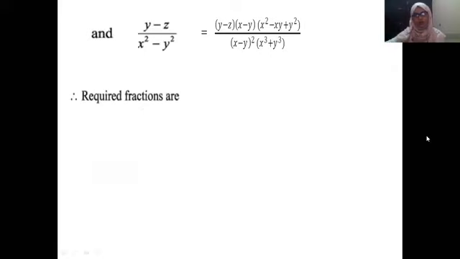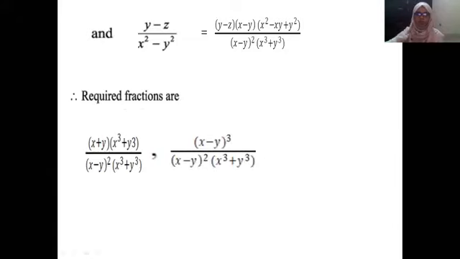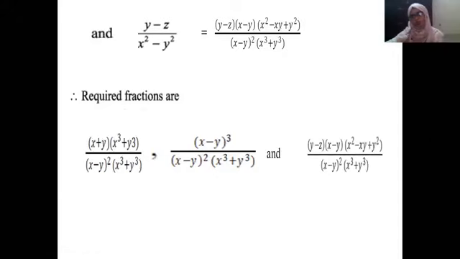So our required fractions are x plus y into x cube plus y cube by x minus y whole square into x cube plus y cube. Second fraction, x minus y whole cube by x minus y whole square into x cube plus y cube. And third, y minus z into x minus y into x square minus xy plus y square by x minus y whole square into x cube plus y cube. Here we see that all denominators are equal.